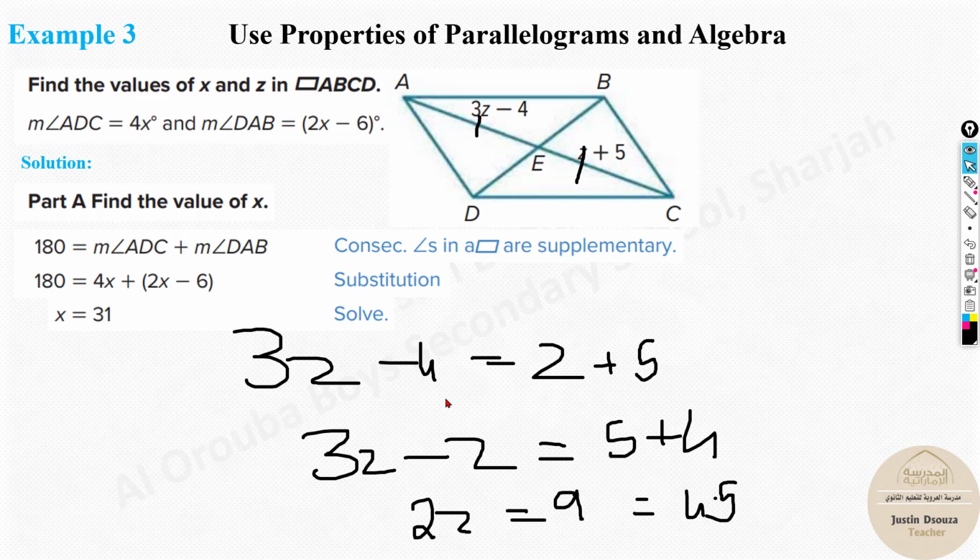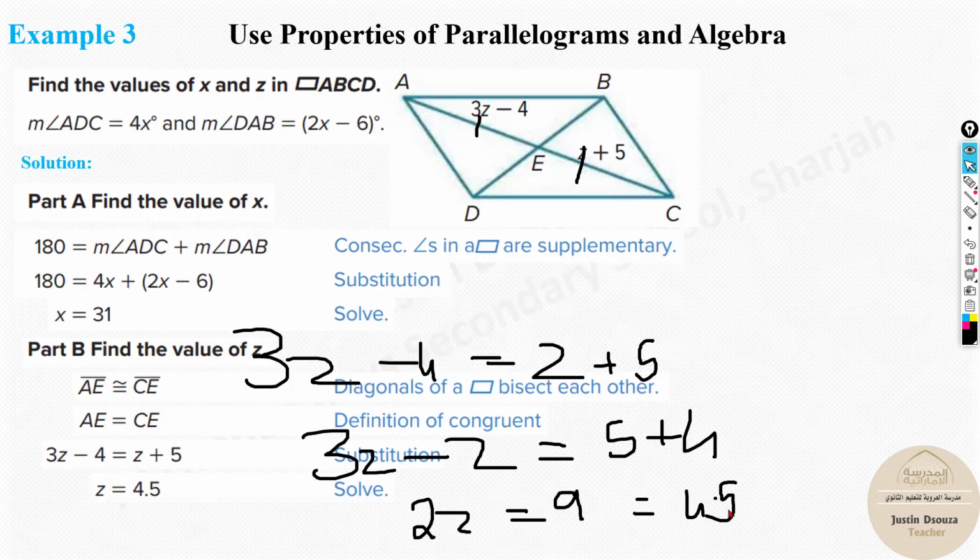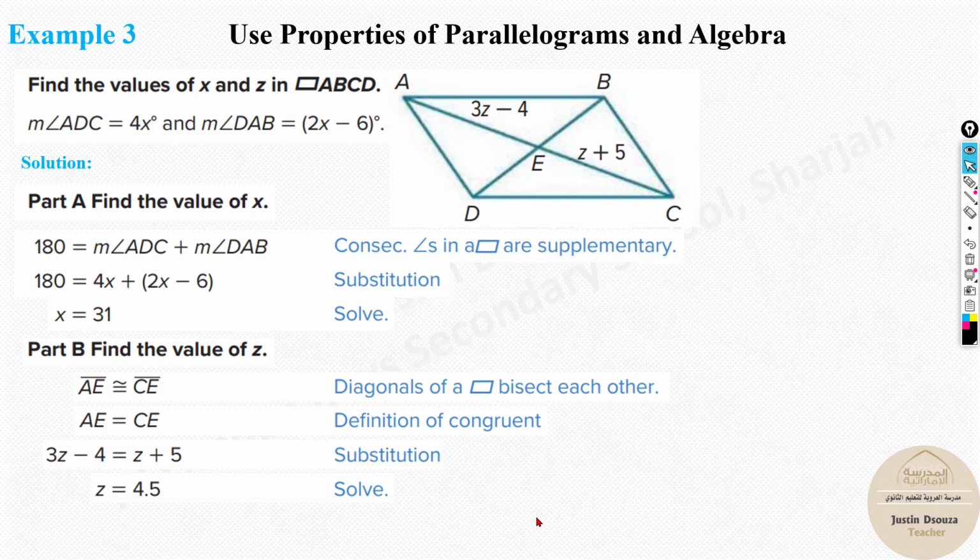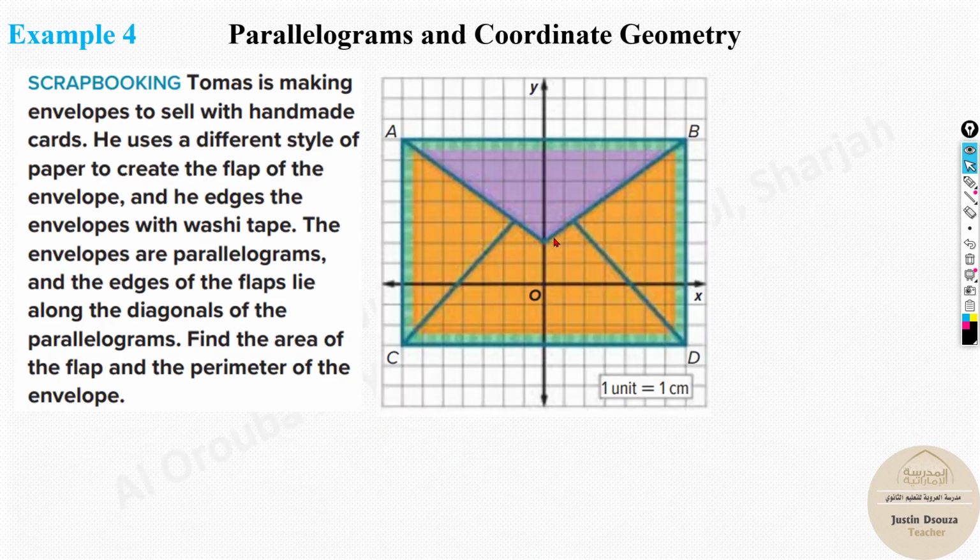Z equals 4.5. Why? It will be 9 by 2. Answer is over here. Very simple, very straightforward. I hope this is clear. That's how we solve this problem with the properties of parallelogram.